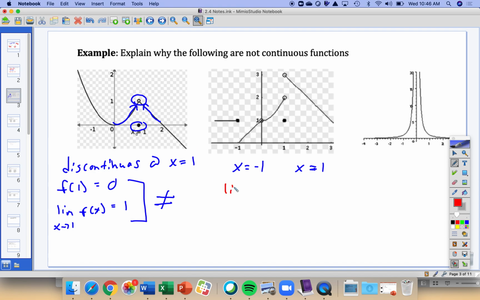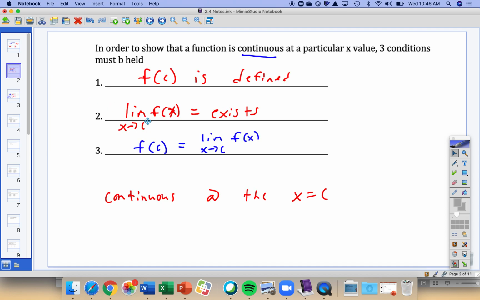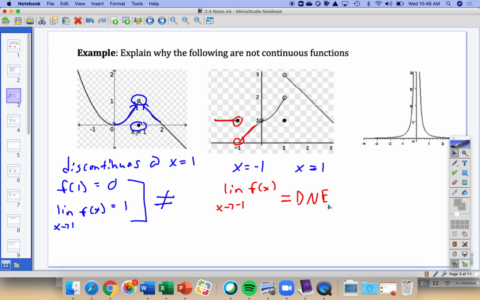The limit as x approaches -1 of my function, so as I get closer to -1 from the left and from the right, you'll see that they approach different values. So therefore, the limit does not exist. And therefore, it would break my second condition, which says the limit must exist. But the limit does not exist, so therefore it can't be continuous there.